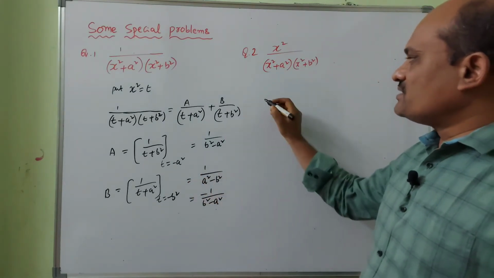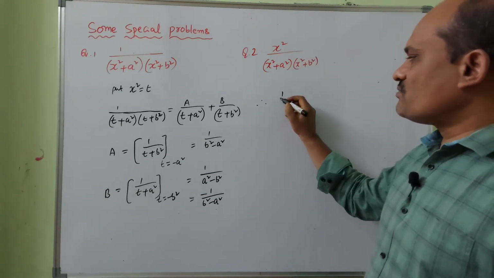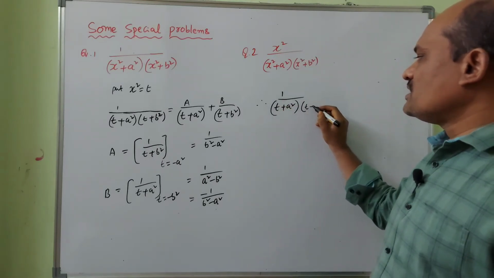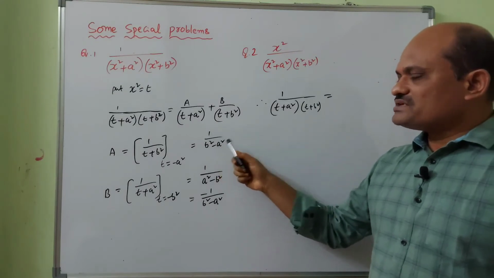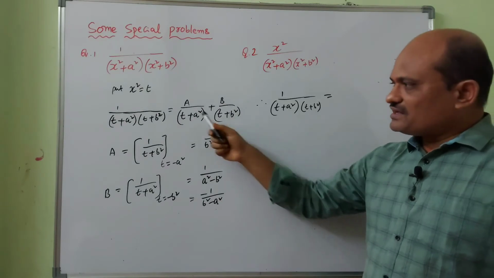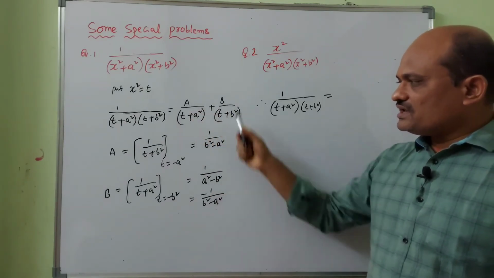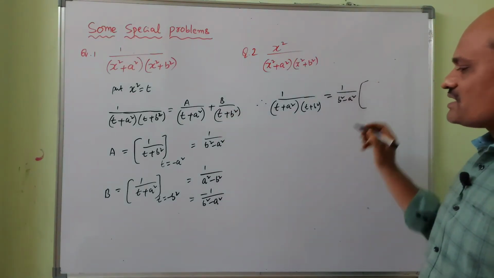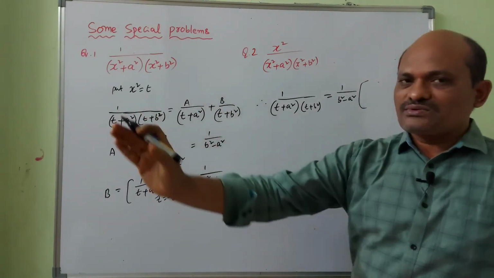Now I got a and b. Therefore, the partial fractions are, what are partial fractions? 1 by t plus a square into t plus b square is equal to a by t plus a square plus b by t plus b square. A is 1 by b square minus a square. B is minus 1 by b square minus a square. If you write these two here instead of a and b, what will be common? 1 by b square minus a square will come common.